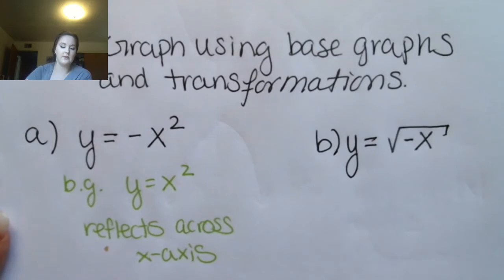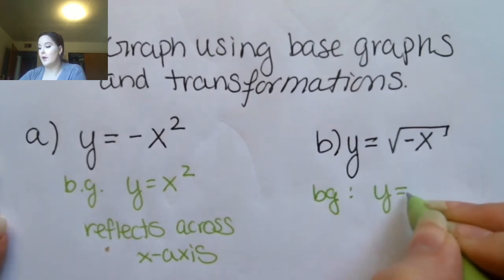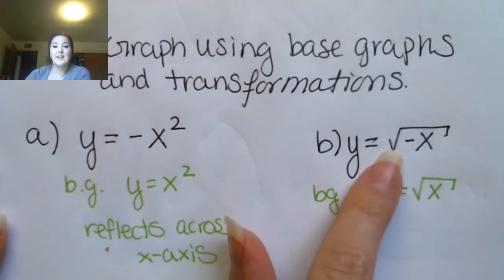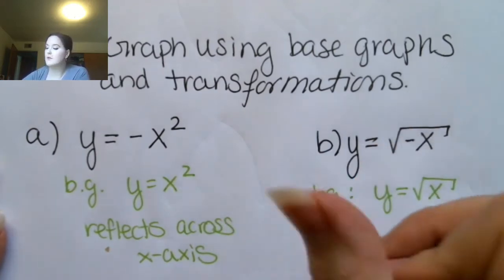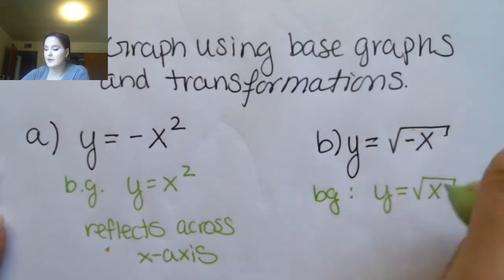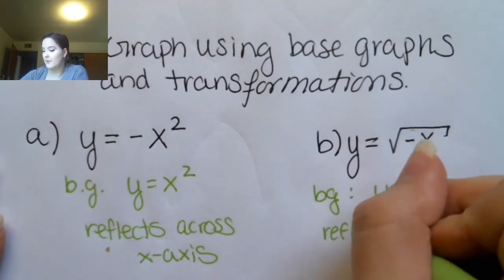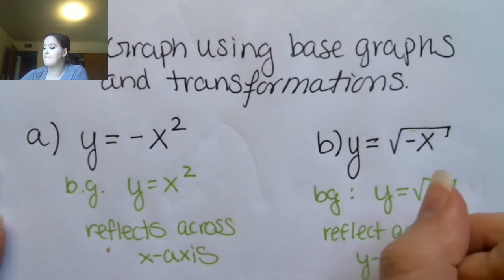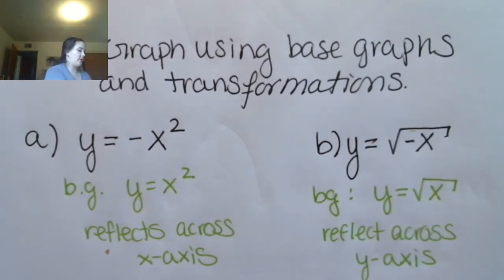Okay, so we're going to use square root of negative x. Our base graph is square root of x, right? Then we can see that inside the square root, meaning it's going to affect the x coordinates, is the minus. So it's inside, so this is going to reflect across the y-axis. Let's look at what our graph will look like.